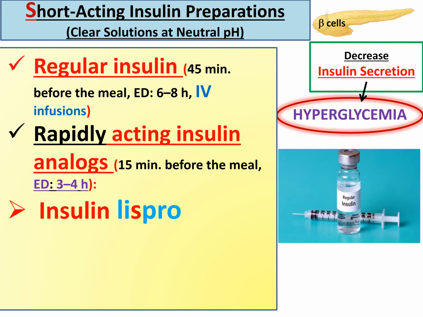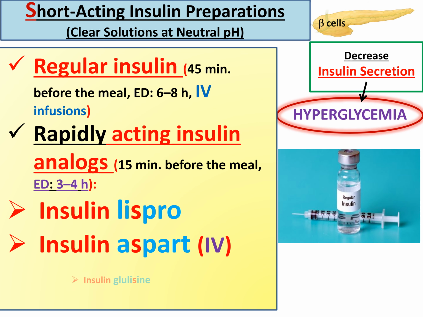So here we have insulin Lispro. I am just going to show you for everyone the structure of that insulin. Insulin aspart, and this also can be given IV, and insulin glulisine. Now all of these insulins, as I mentioned, will be given by subcutaneous injection.